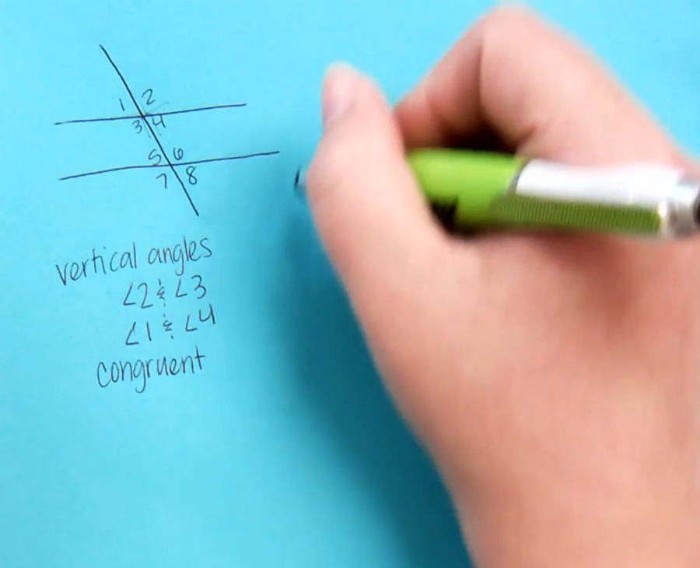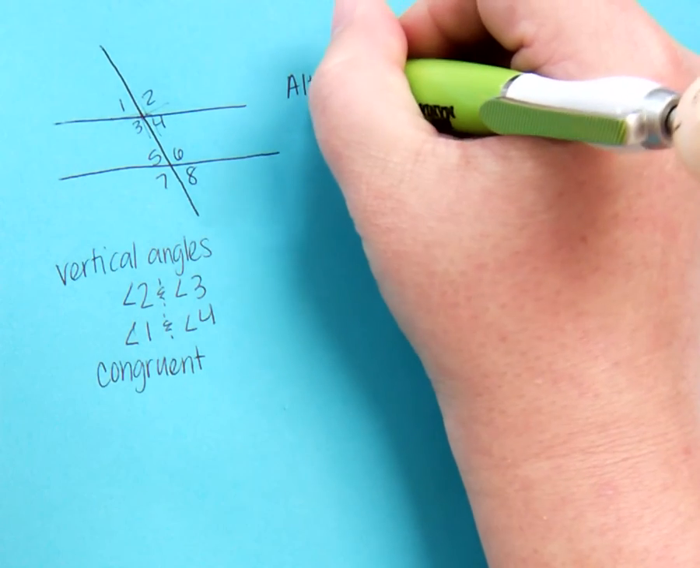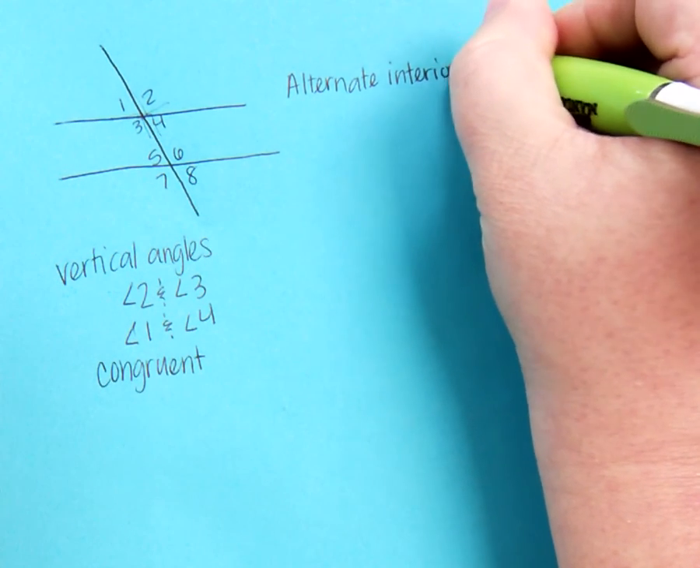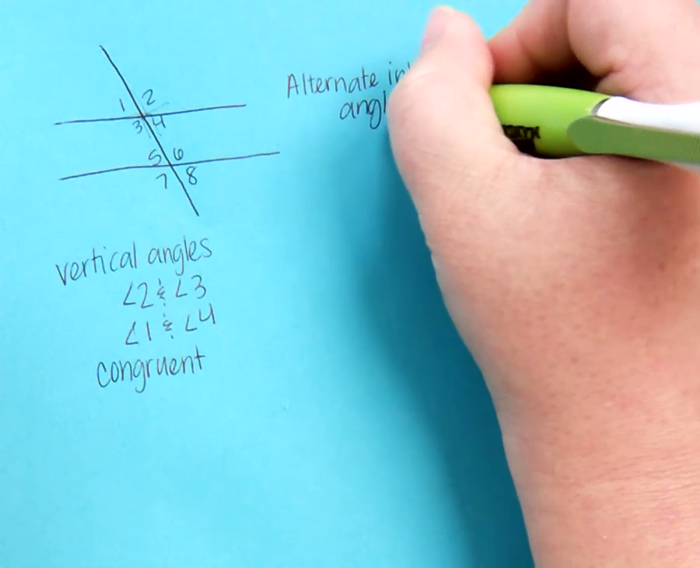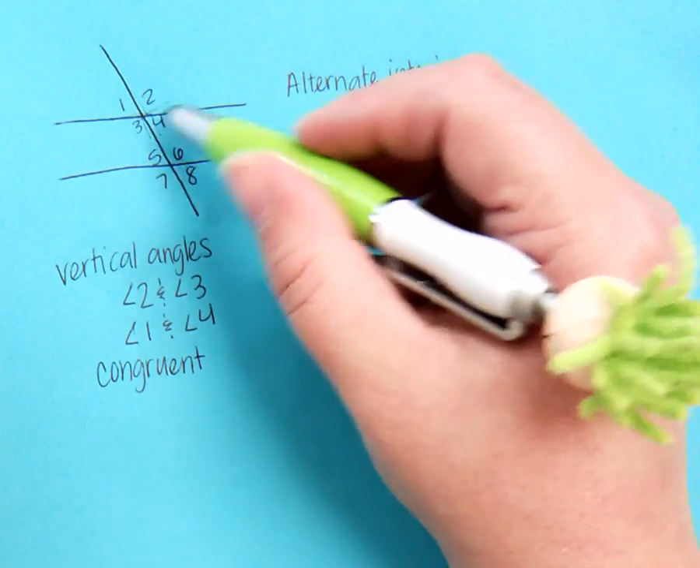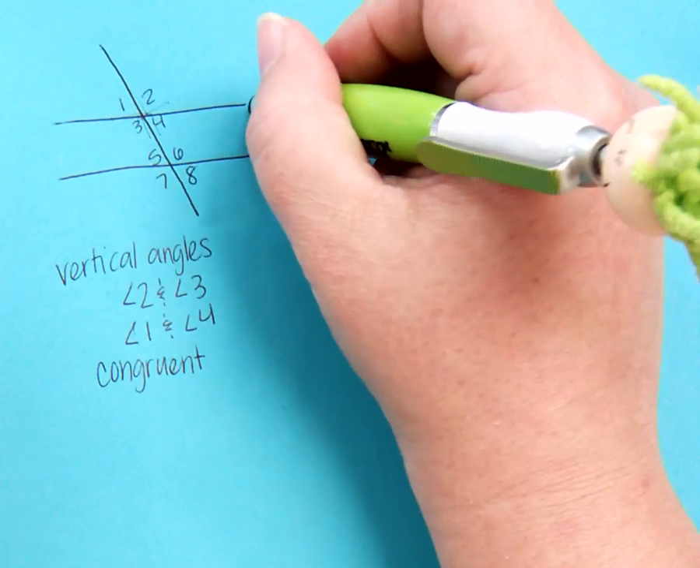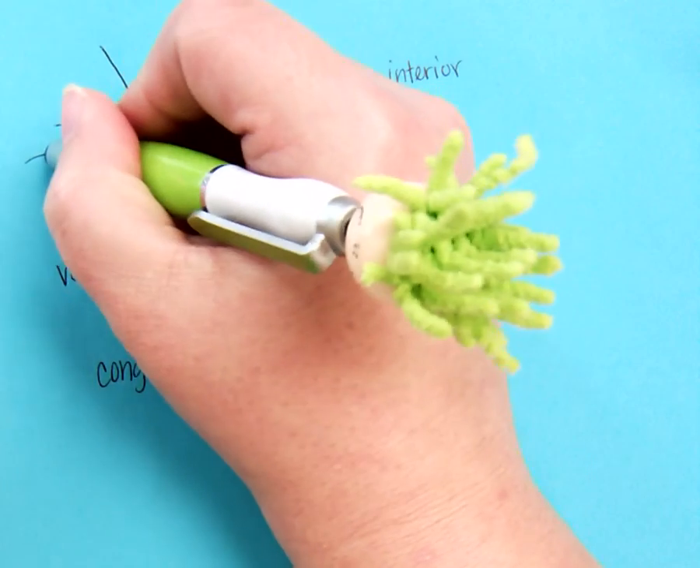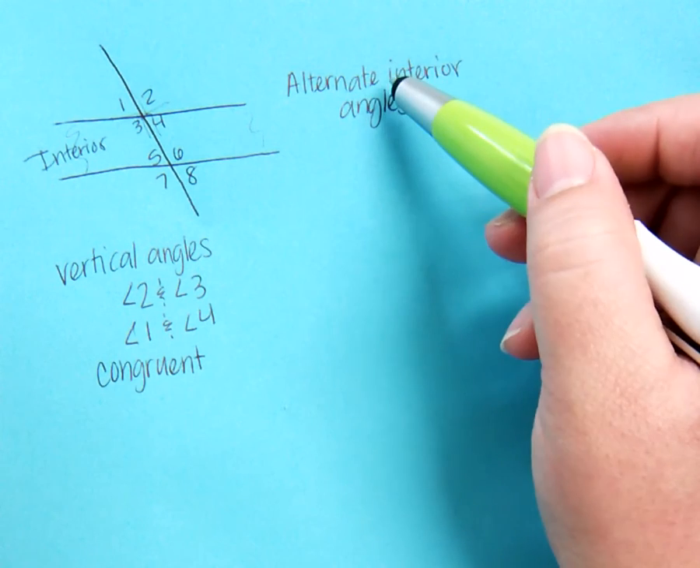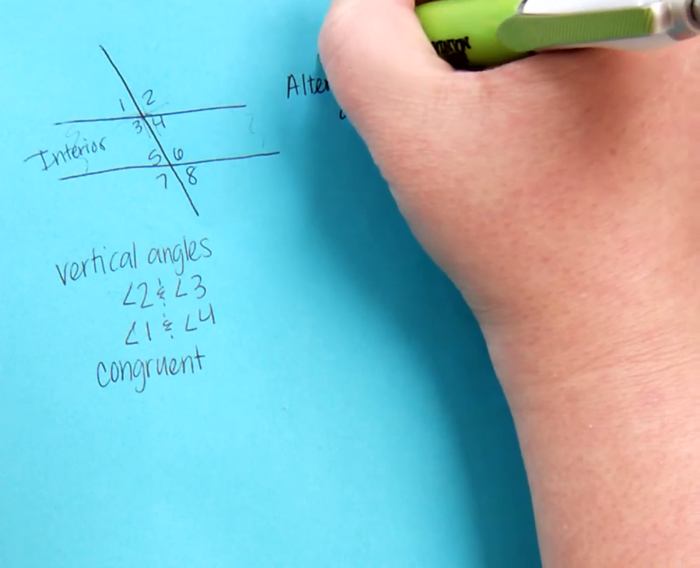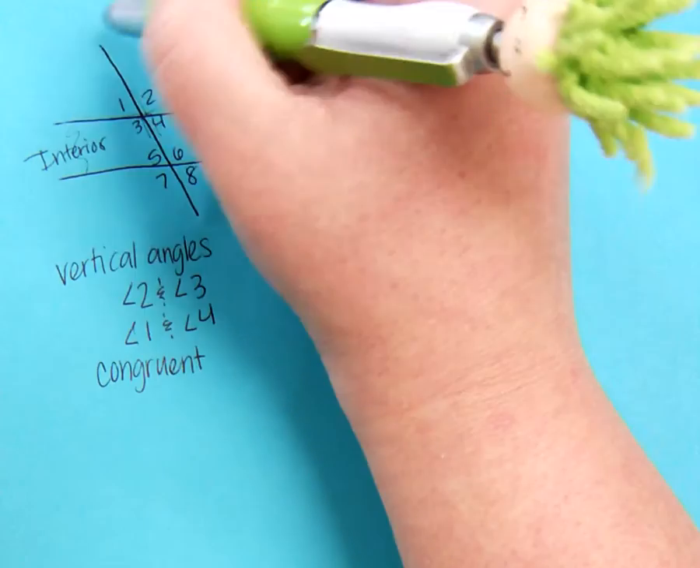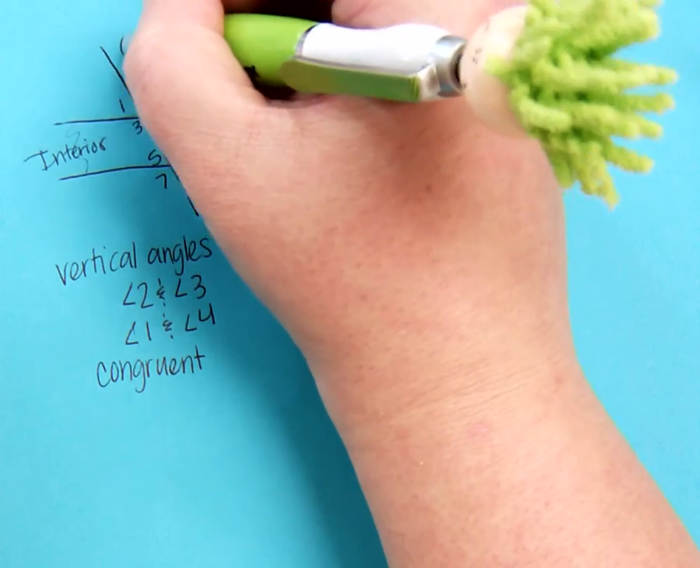Next, we have our alternate interior angles. Interior refers to inside of the two parallel lines. So we're talking about between these two parallel lines. This is called the interior. Alternate means opposite sides of the transversal. So this is the transversal, this line right here.